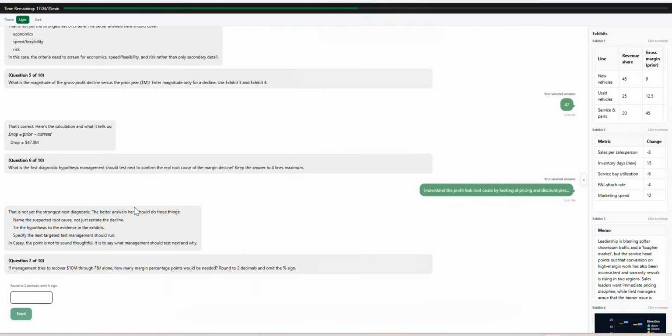All right. Now, looking at the answer that we put, you may notice that Casey recommended better ways to write down that answer. Name the suspected root cause. Don't just restate the decline. And then tie the hypothesis to the evidence from the exhibits. And from the hypothesis and from the evidence, we could see that pricing and discount pressure are the particular issues here. So we could have talked about that a bit more. And next, we could specify the targeted tests that management should run.